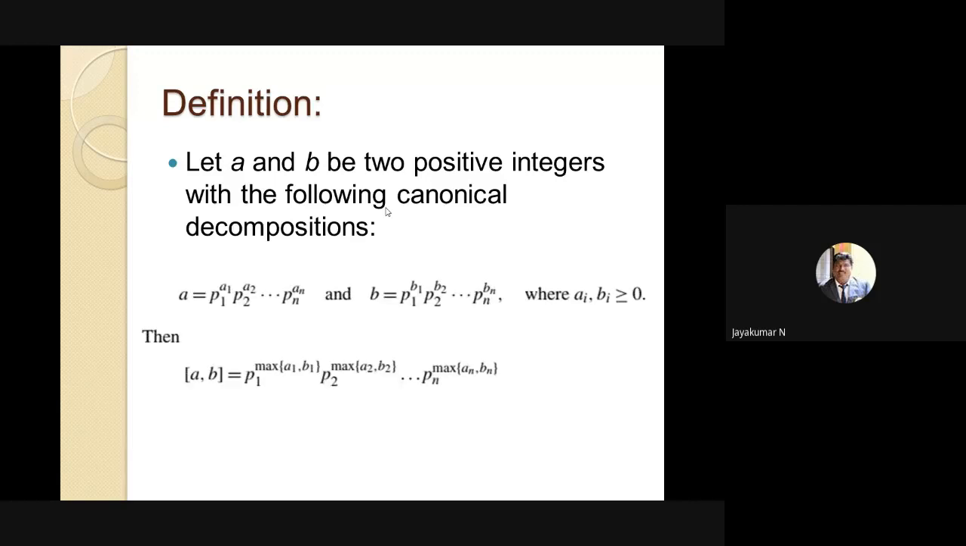Okay, that is, A has some canonical decomposition, B has some canonical decomposition. So LCM of A comma B is nothing but: first find the common factors, say P1, P2, up to Pn, and choose the maximum power. So that is P1 to the power of maximum of A1 comma B1, P2 to the power of maximum of A2 comma B2, and so on, Pn to the power of maximum of An comma Bn.